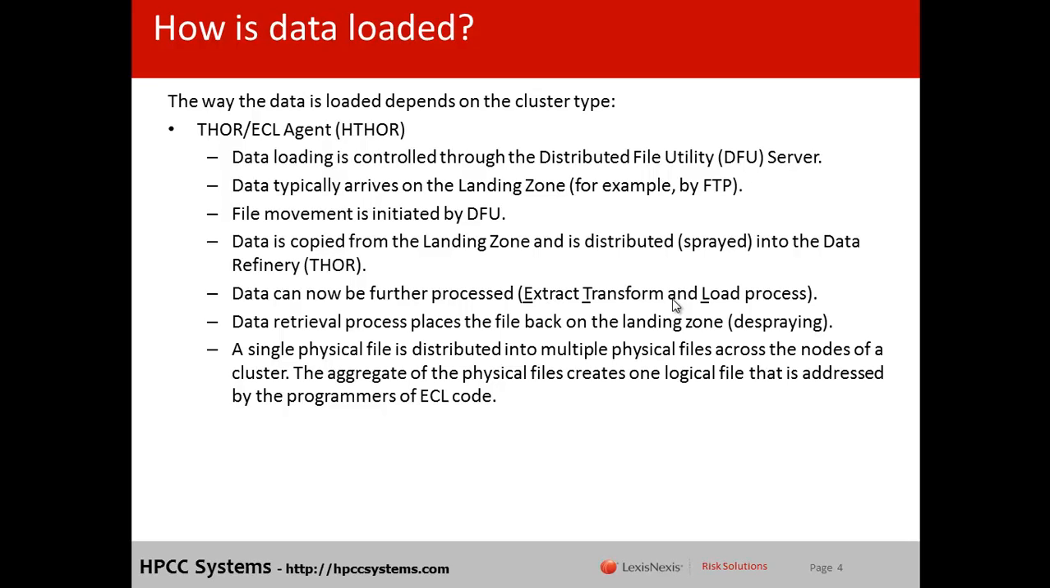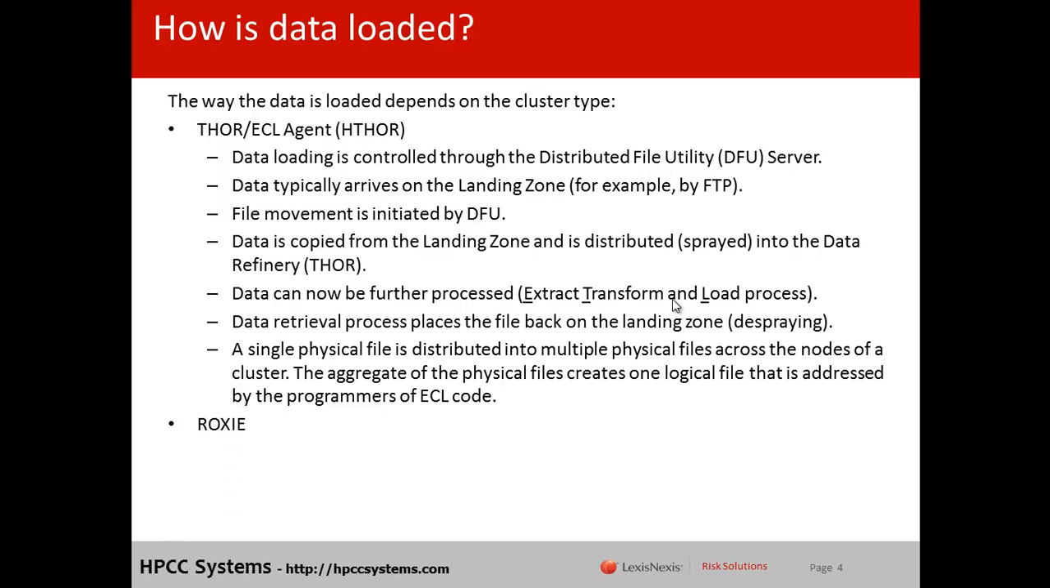So a single physical file is distributed into multiple physical files across each node of a cluster, and the aggregate of the physical files creates one logical file that is easily addressed by programmers of ECL code. We don't care if we've sprayed onto a 20-node THOR, or a 400-node THOR, or a 2,000-node THOR. They're all split into physical file parts. We don't care. We always reference our file as one logical file.